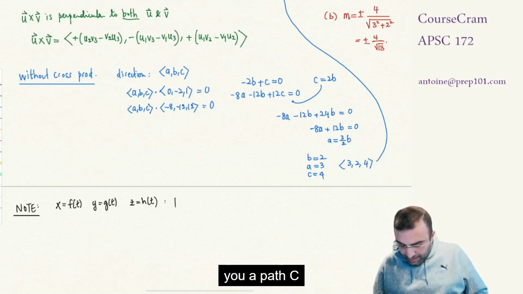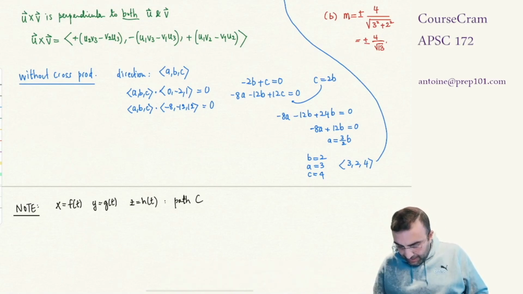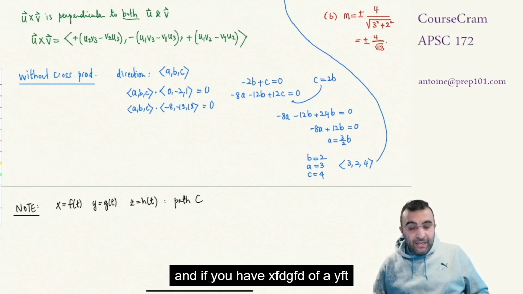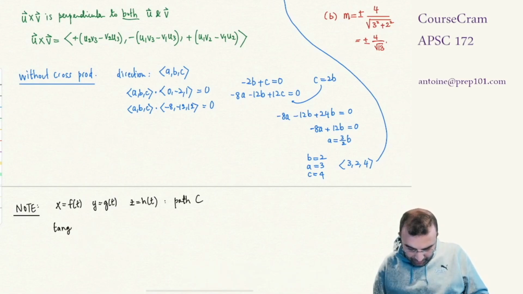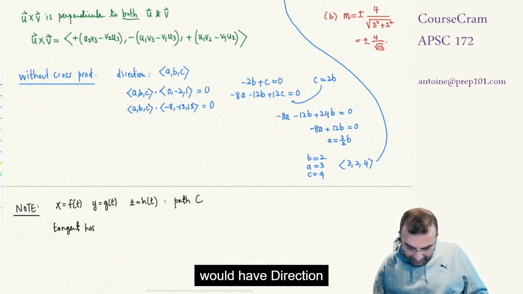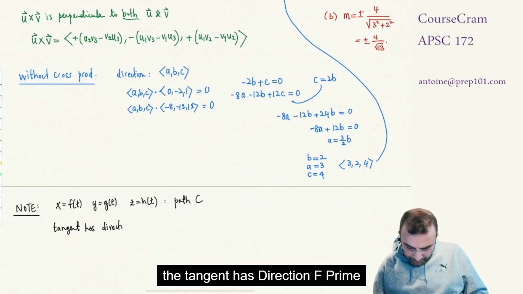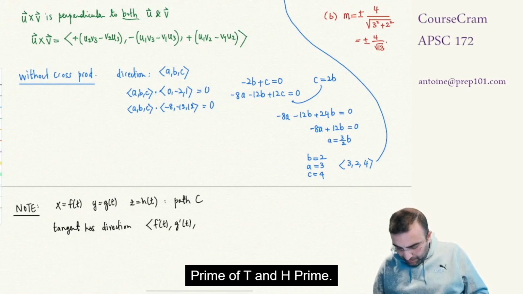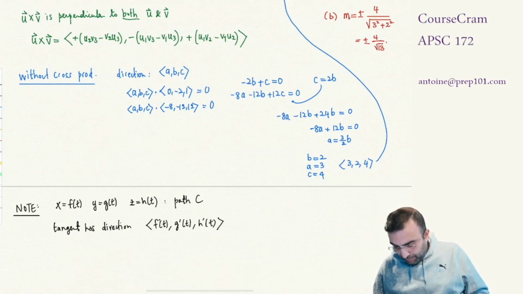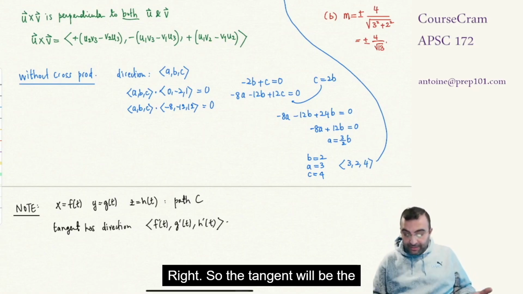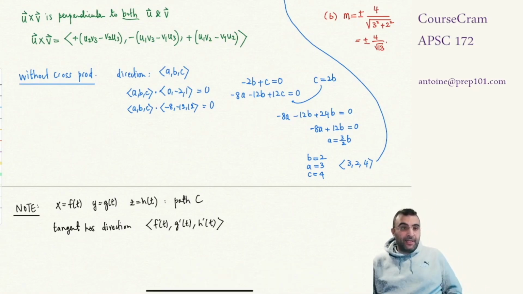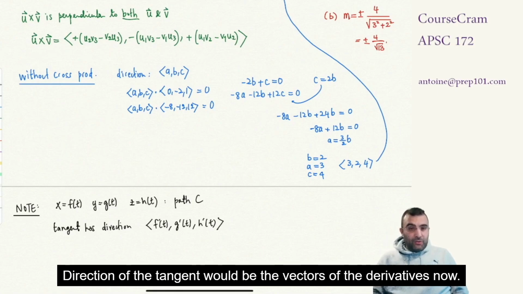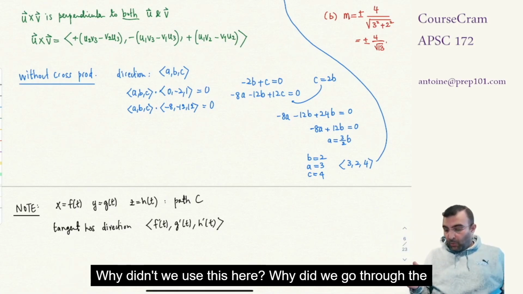So if this gives you a path C, and you have x of t, y of t, and z of t, that means the tangent would have direction f prime of t, g prime of t, and h prime of t. Right, so the direction of the tangent would be the vector of the derivatives. Now, why didn't we use this here?